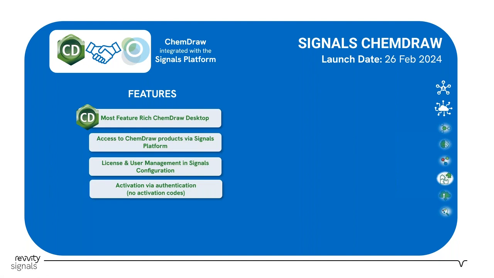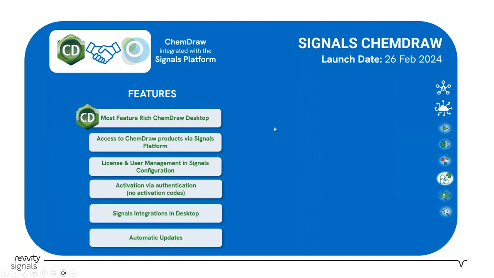One of these is, of course, the access to ChemDraw products via the Signals platform. You can very easily manage your licenses and users as part of the Signals configuration, and activation will also happen via authentication against that platform. So there are no activation codes needed any longer for Signals ChemDraw.